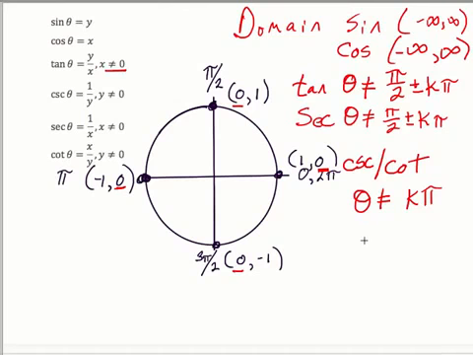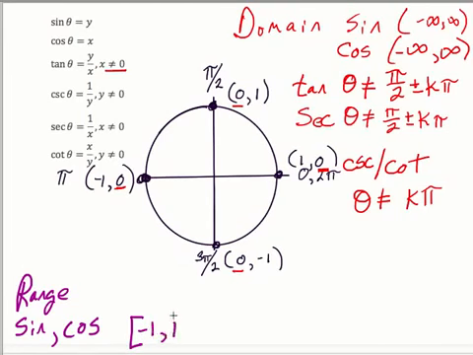Now let's consider the range of these functions. For sine and cosine, we can see that since they're just the x and y values, our x values go from negative 1 to 1 inclusively. So the range for cosine is going to be negative 1 to 1. The range for sine is our y values, and the y values for the unit circle go from negative 1 to 1, so it's also got a range of negative 1 to 1.